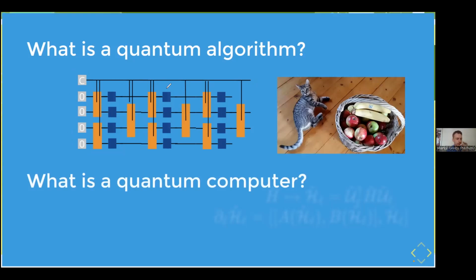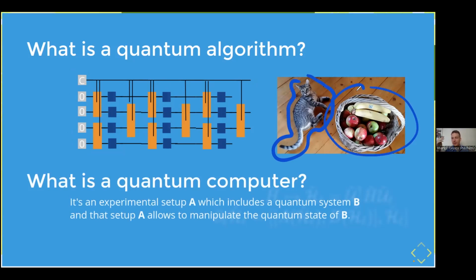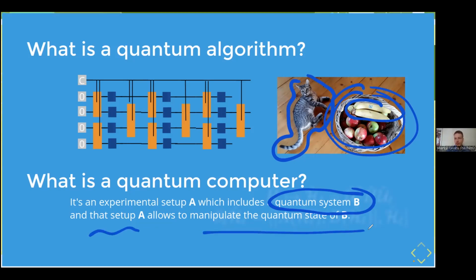I will be showing this in a way that might make you think about a quantum computer differently. The cut is depicting quantum effects, and then we have a basket. In this basket, we have quantum apples, A, and quantum bananas, B. You can think of a quantum computer as an experimental setup A. We have lots of apples, and inside here we have some quantum bananas. Those quantum bananas will be our qubits if we get it right. And now the setup A allows us to manipulate the state of this system B.